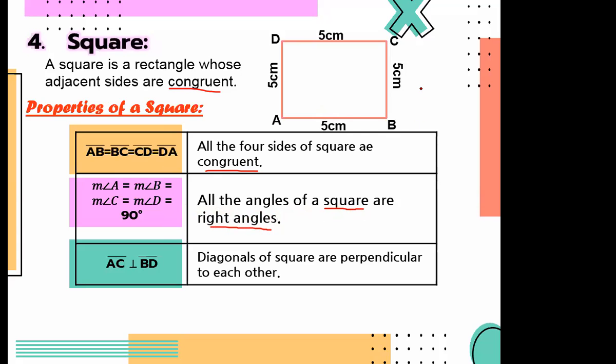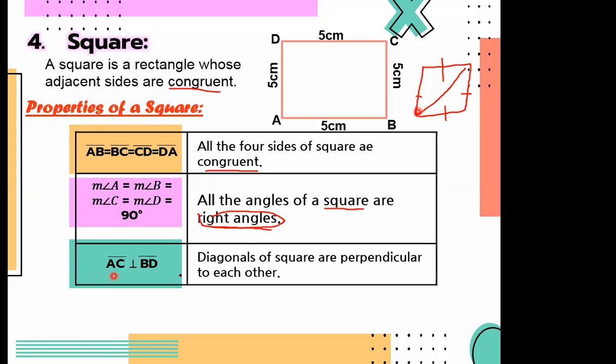Now look here. This is basically a rhombus. Why is it a rhombus? Because all the sides are equal, just like the square. But if we talk about the square, all the angles are right angles. In a square, all the angles are right angles, whereas in a rhombus, none of the angles is a right angle. Only opposite angles will be congruent.